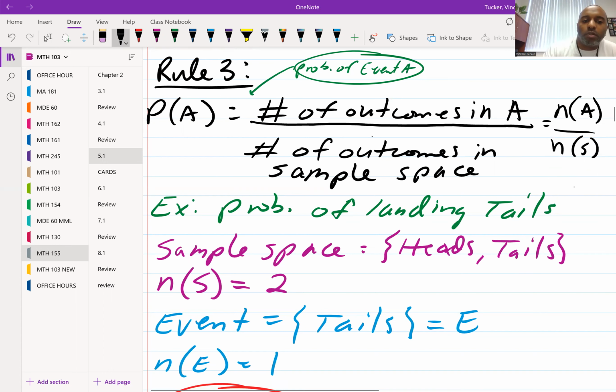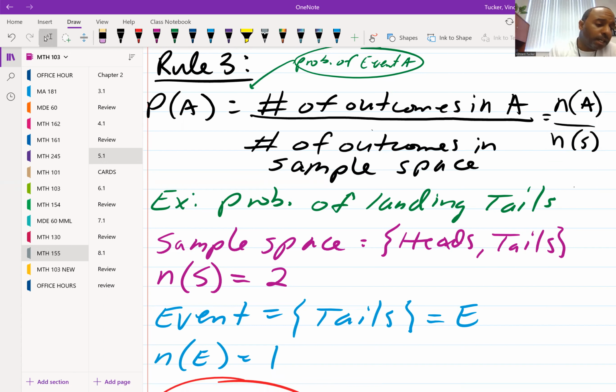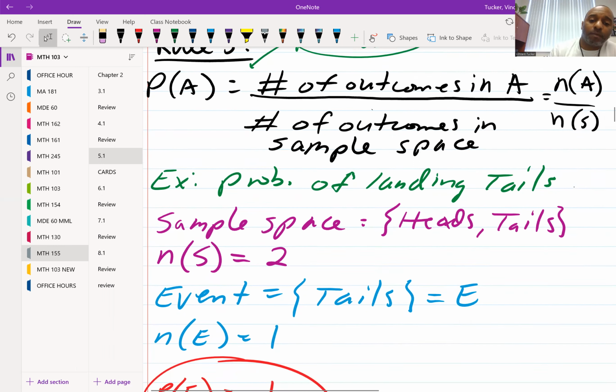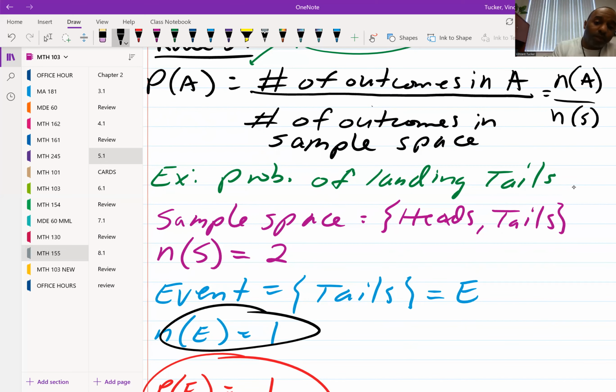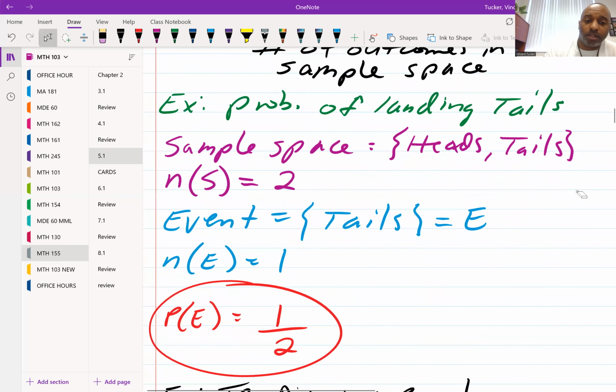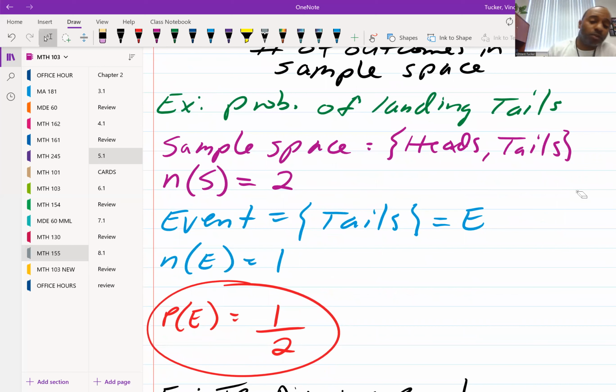All right, so going back to purple, we have heads and tails. As far as your coin is concerned, those are the outcomes when you flip a coin. So the number of outcomes is 2. We talk about tails as your event. It's only one outcome there, which is tails. So the number of outcomes in your event is just 1. So the probability of landing tails is going to be 1/2, which most of us already knew is a 50% chance.